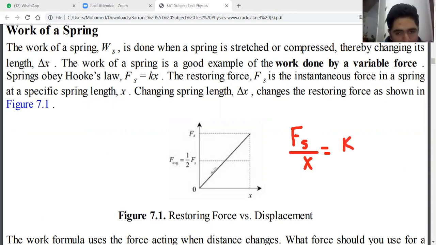Okay. No, excuse me. That is terribly wrong. Fs divided by x, well, that isn't going to equal something. Sorry, I got confused. You can ignore that.